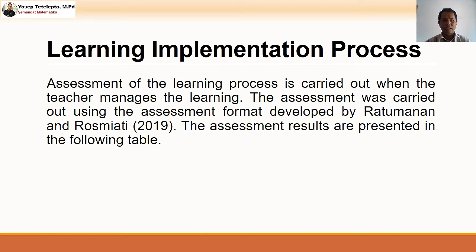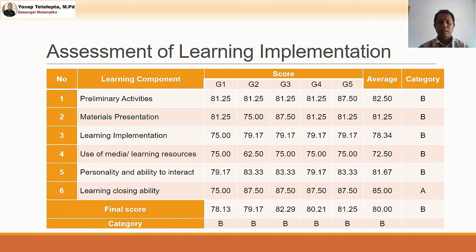Learning implementation process. Assessment of the learning process is carried out when the teacher manages the learning. The assessment was carried out using the assessment format developed by Ratumanan and Rosmiati 2019. The assessment results are presented in the following table. Assessment of learning implementation. 1. Preliminary activities: G1 81.25, G2 81.25, G3 81.25, G4 81.25, G5 87.50, average 82.50, category B.